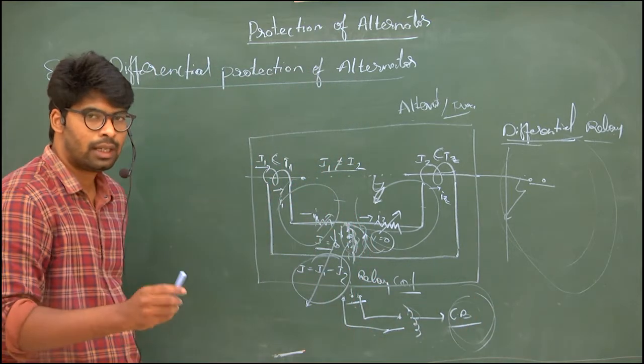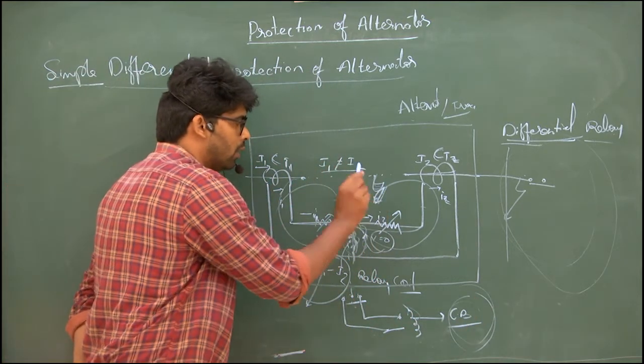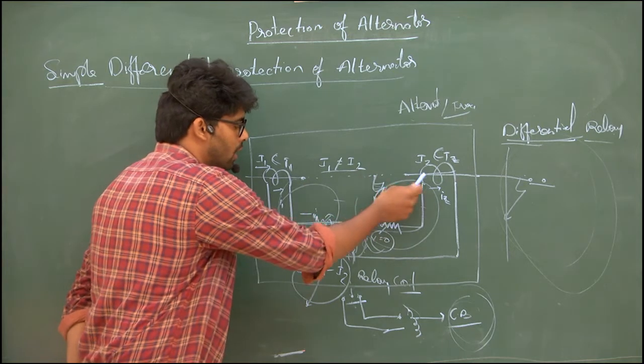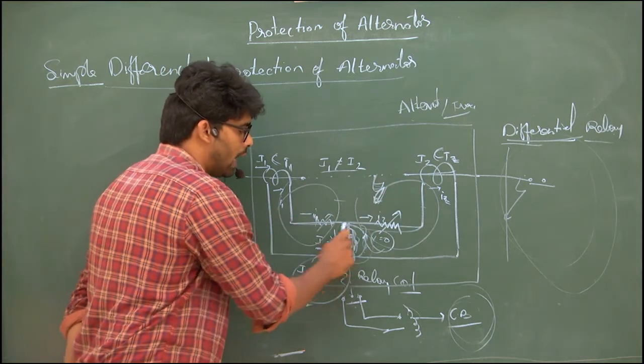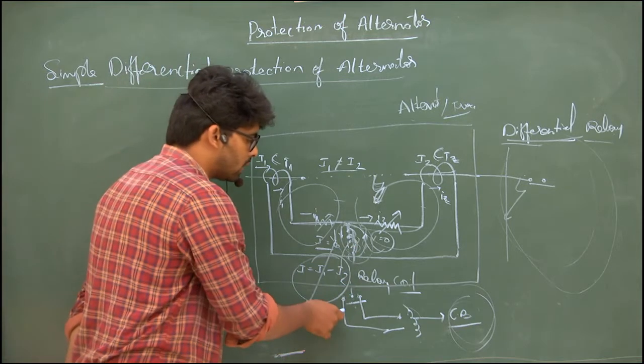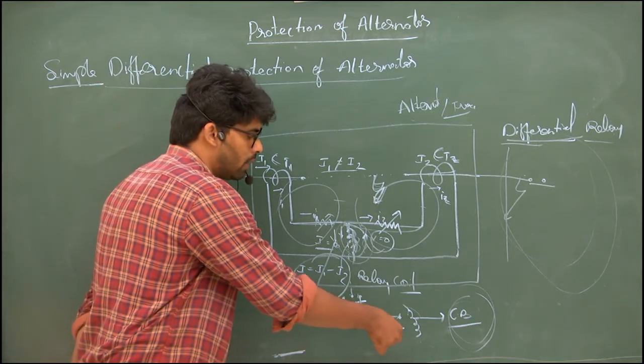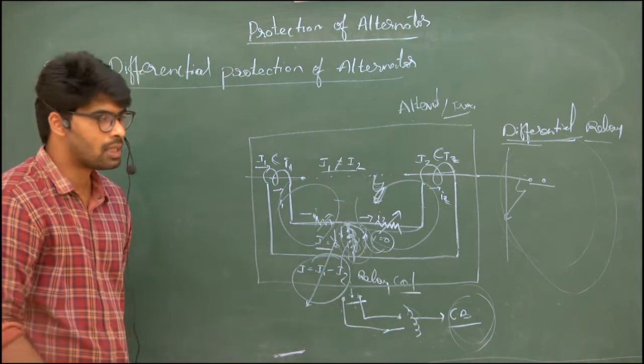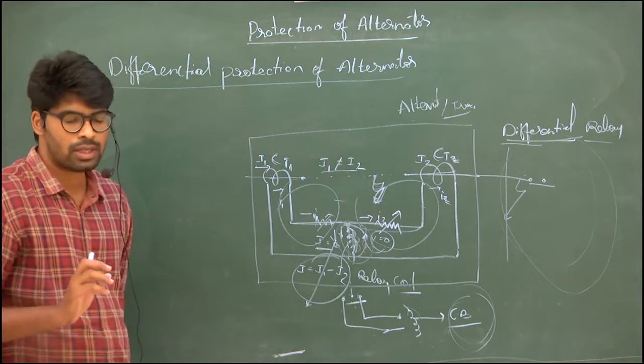So whenever an internal fault occurs, only then is there a difference in the currents. That difference in the currents will be identified by the relay coil. This will give the signal to a tripping coil to operate the circuit breaker. This is the basic operation of a differential relay.